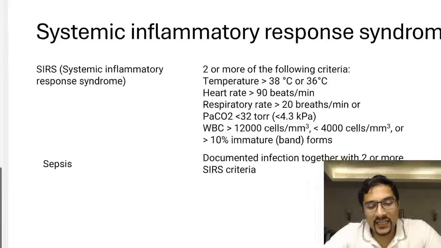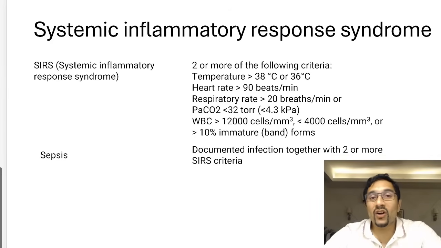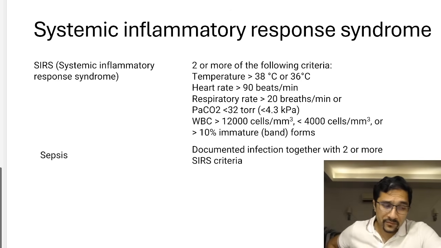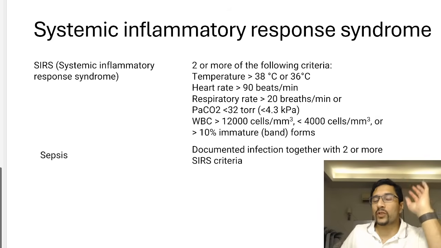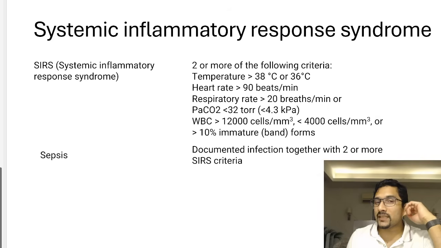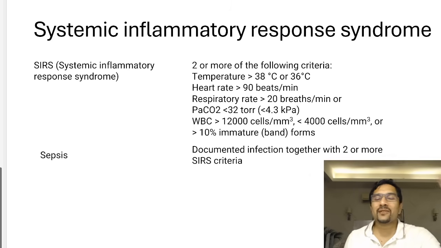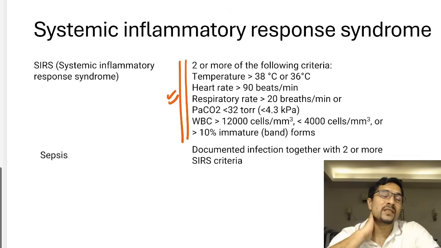So these are the criteria for SIRS, and we know if 2 or more criteria are met, we call it SIRS. The criteria can be temperature more than 38 or less than 36, heart rate more than 90, respiratory rate more than 20, or PCO2 less than 32. WBC more than 12,000 or less than 4,000 or more than 10% band forms. This is a very important definition which has been asked many times in the exam.